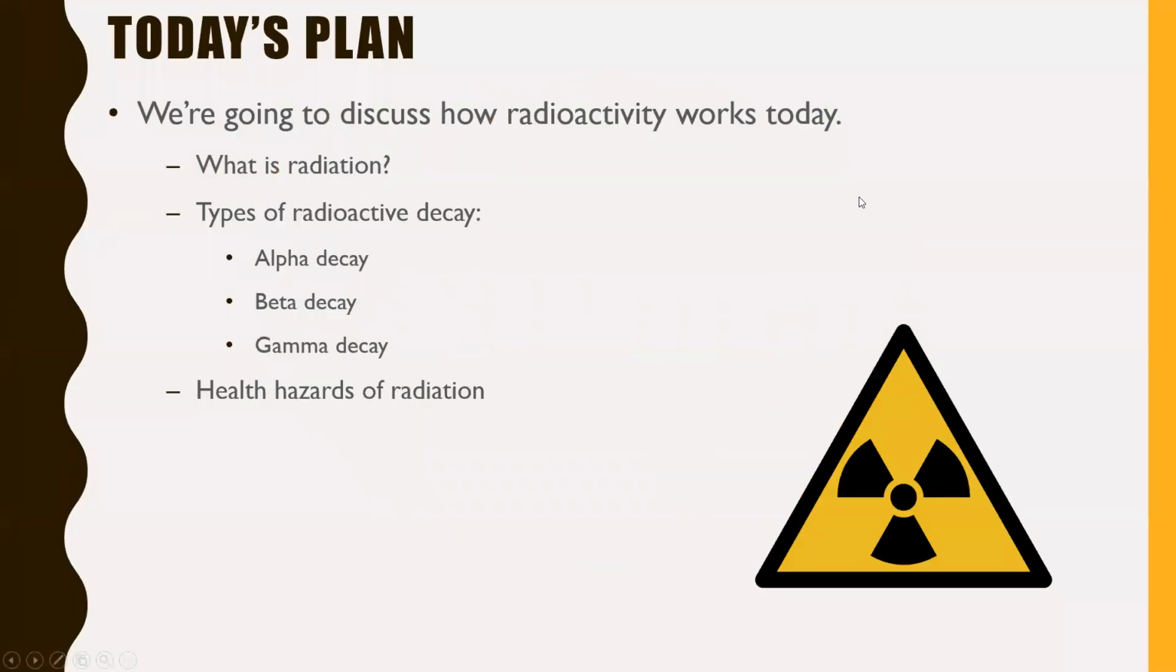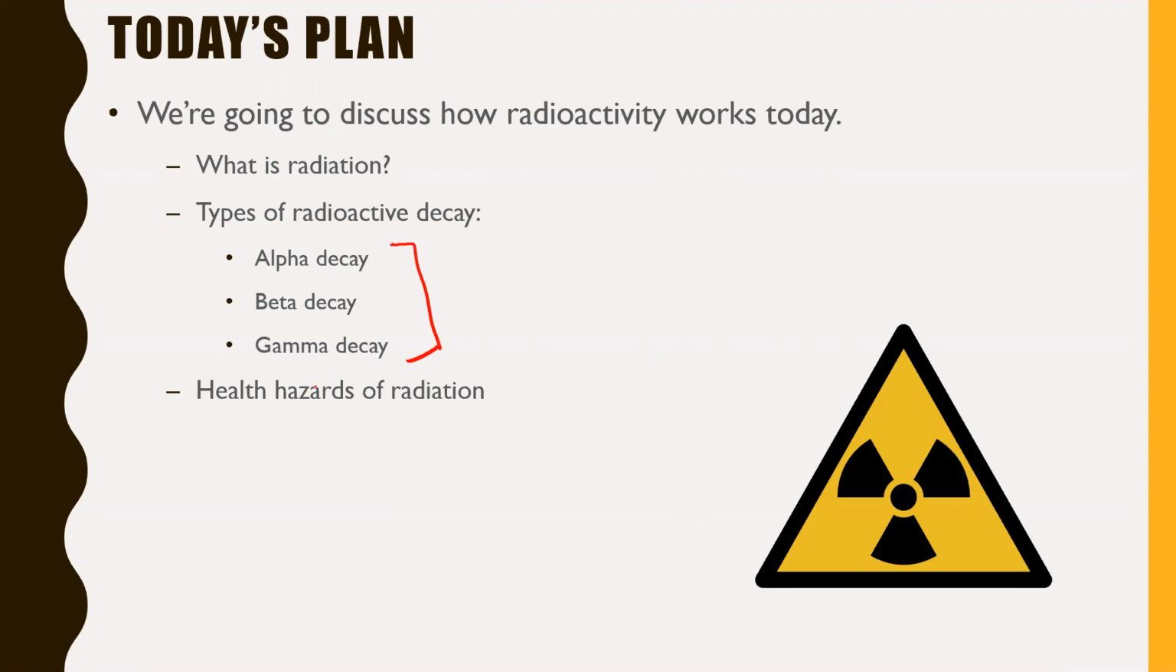Let's get going. So we're going to discuss how radioactivity works today. We're going to talk about what is radiation, not to be confused with electromagnetic radiation. That's only one type of radiation. There are other types of radiation we're going to talk about today. We'll talk about certain types of radioactive decay. This is where the bulk of today is going to be. This is what gets really difficult.